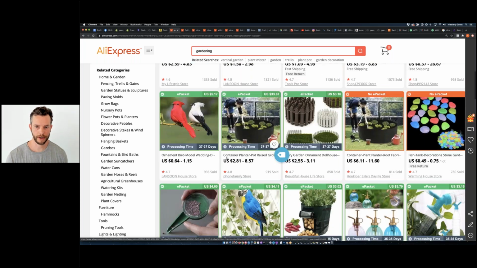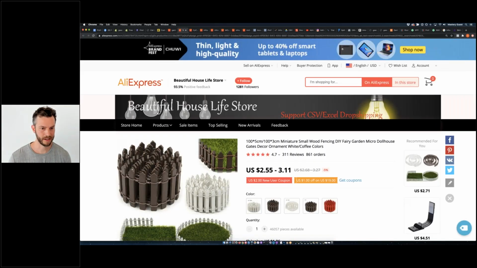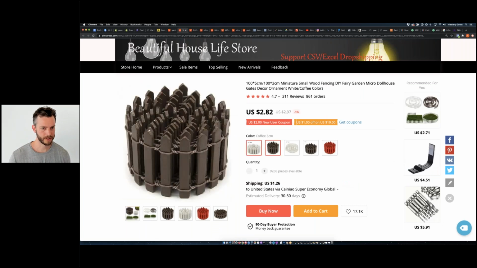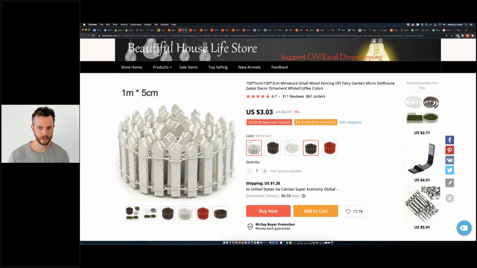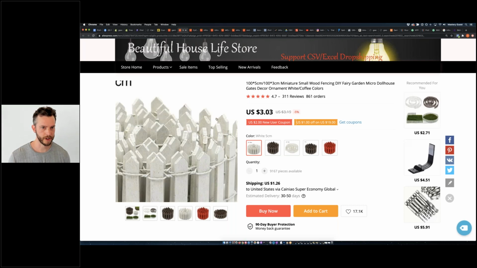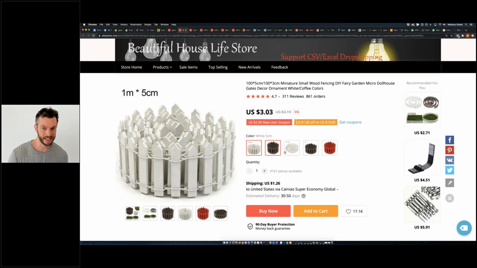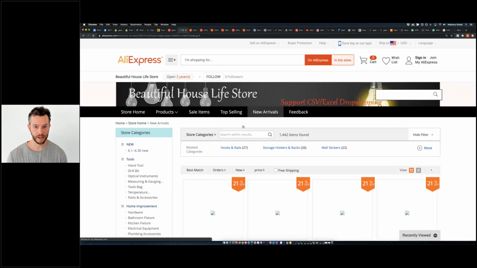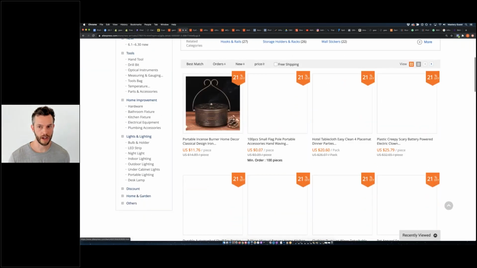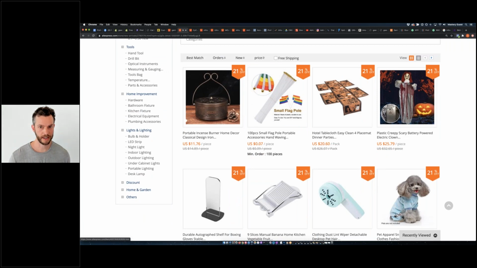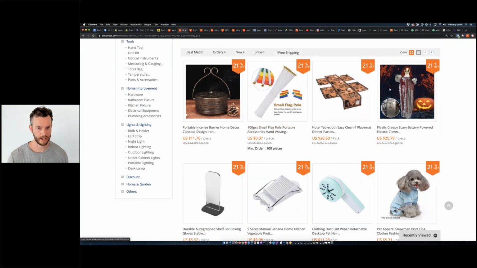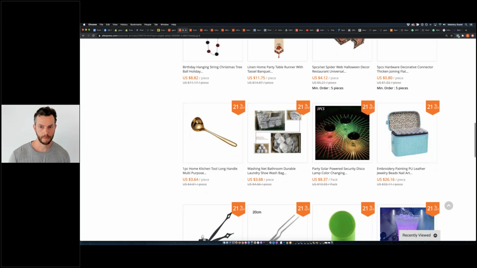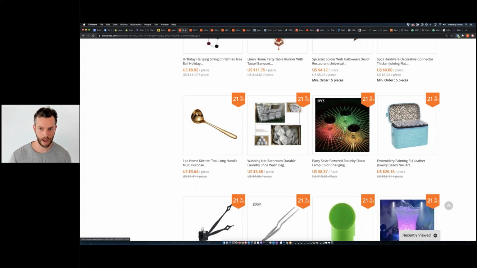As I scroll down here, fairy garden ornament dollhouse. I don't know what that thing is. It looks interesting. It looks like maybe it's just a little picket fence or something right here. They've sold 861 of these. We can come over here to their new arrivals, and maybe they sell more gardening stuff. And you'll see here, they've got some Halloween stuff. They've got this party solar powered security disco lamp color changing thing.